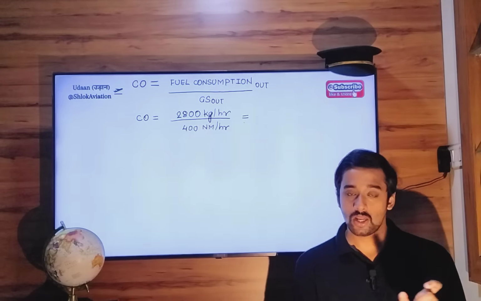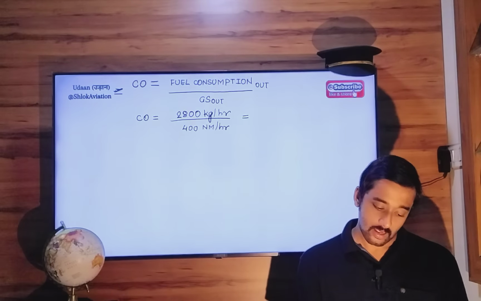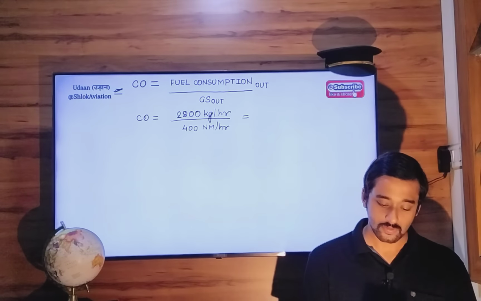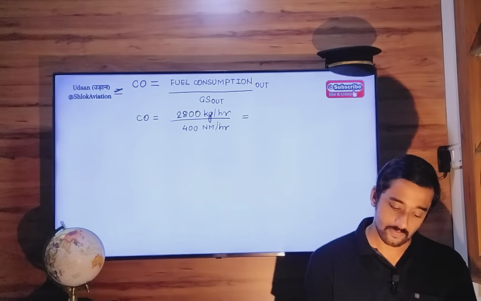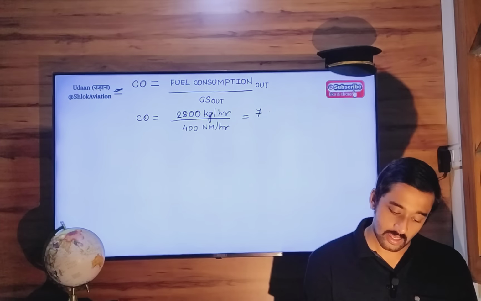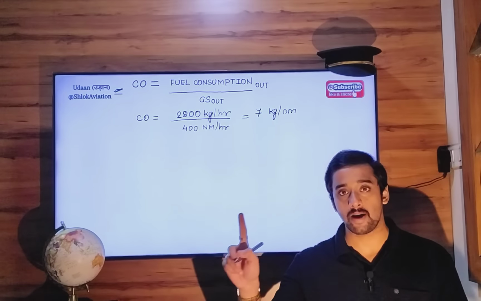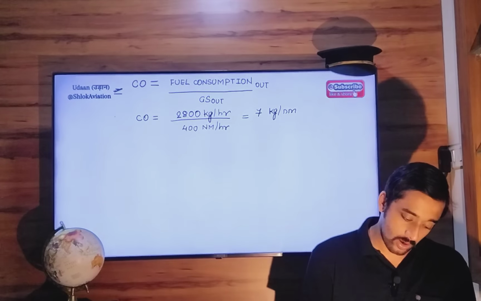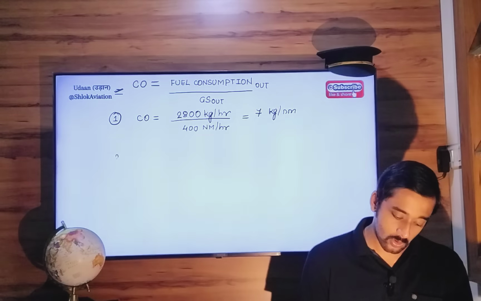So fuel consumption outbound will be 2800 divided by 400, that is 7 kilograms per nautical mile. So to travel 1 nautical mile outbound, you require 7 kilograms of fuel. This is step 1. Now step 2.